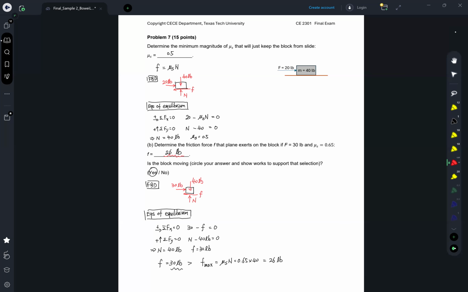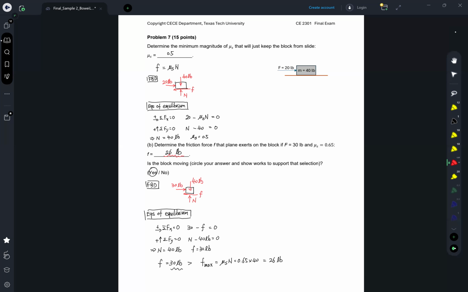But when it comes to the second part, we are required to determine the friction that the plane exerts on the block, and we also are required to judge whether the block moves. So again, it is a force analysis, but in that case, we are not sure if the block is going to move. So we cannot assume that the friction directly equals mu s N. The friction could be smaller. So the friction now becomes an unknown, and we have to determine it by the equilibrium.